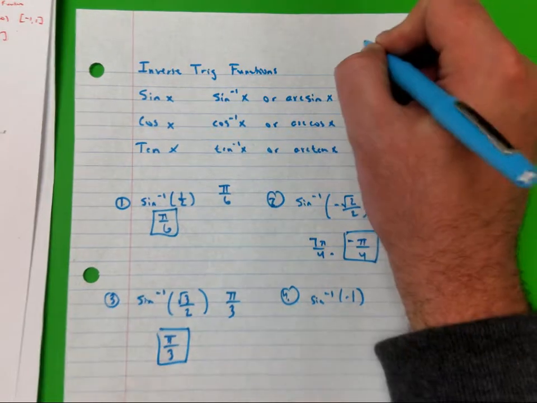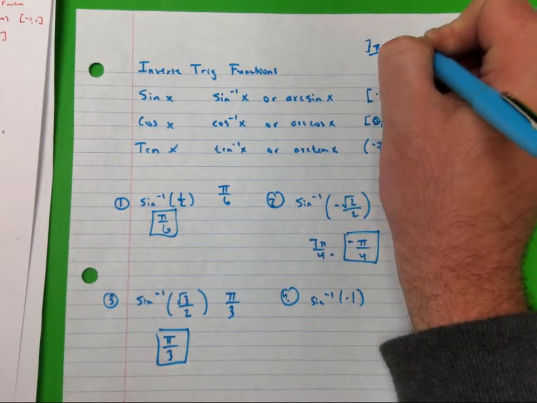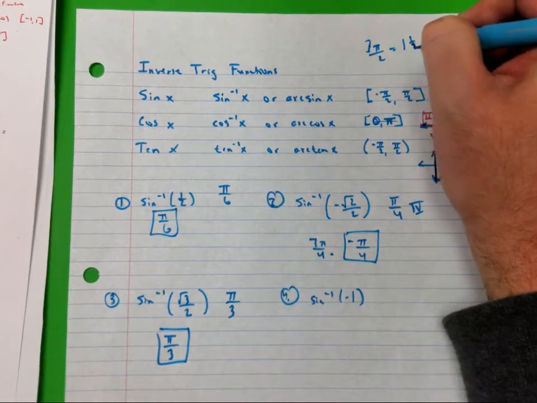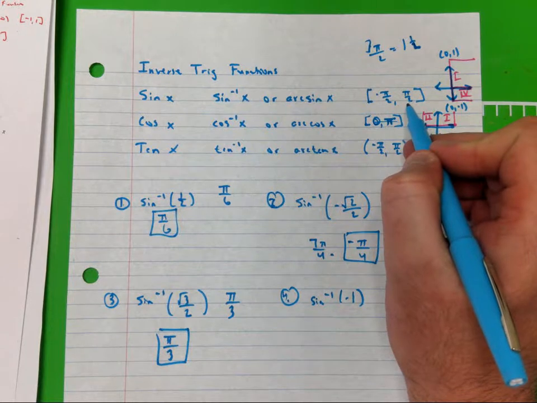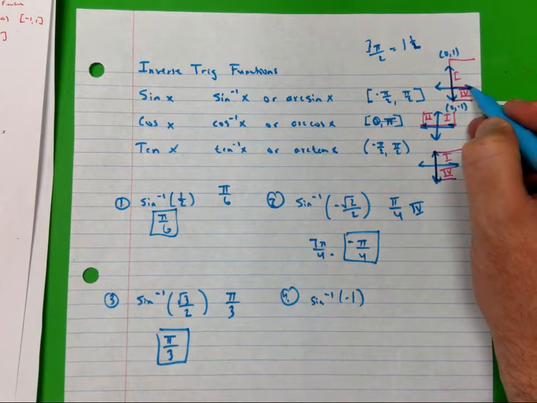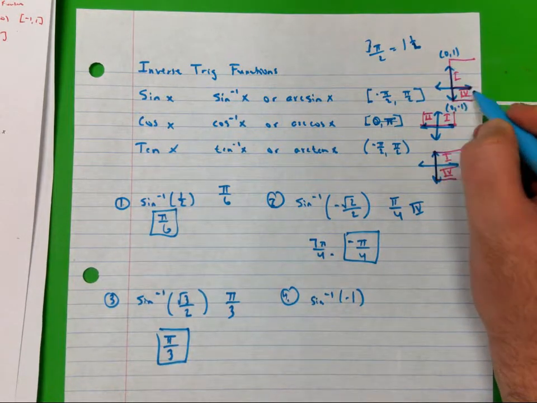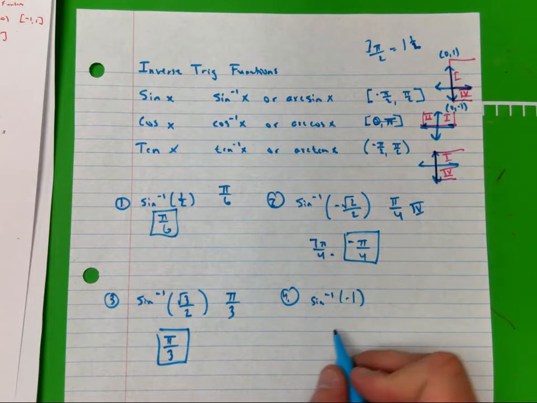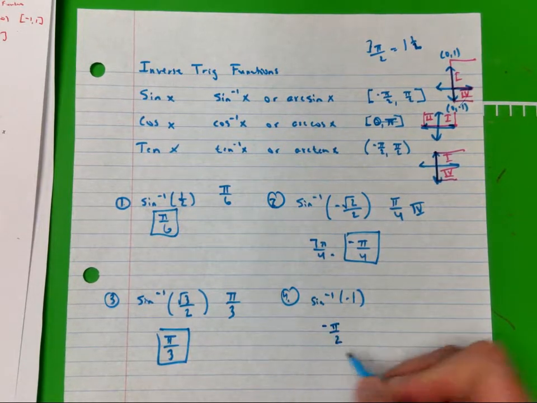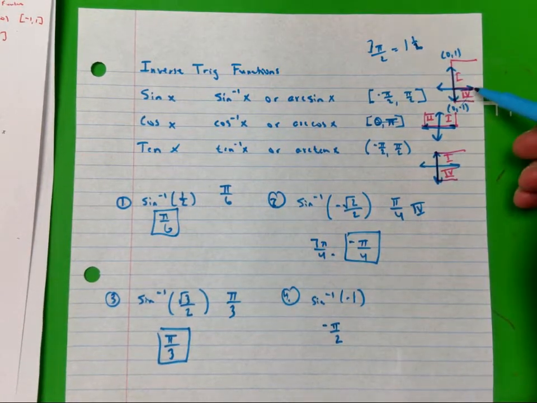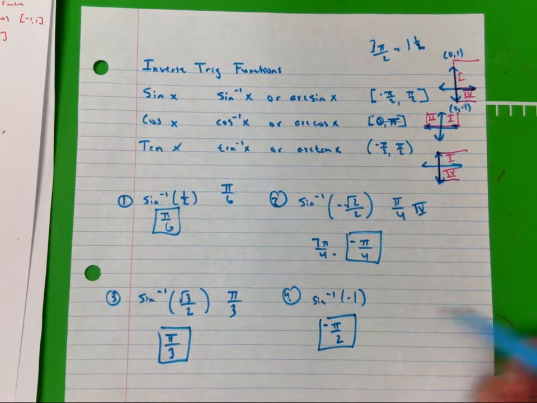Because 3 pi over 2 is 1 and 1/2. Does 1 and 1/2 fall between this interval? No. But could I use, if from here to here is pi over 2, could I not use negative pi over 2? That means the same thing as 3 pi over 2. So that would be my answer.